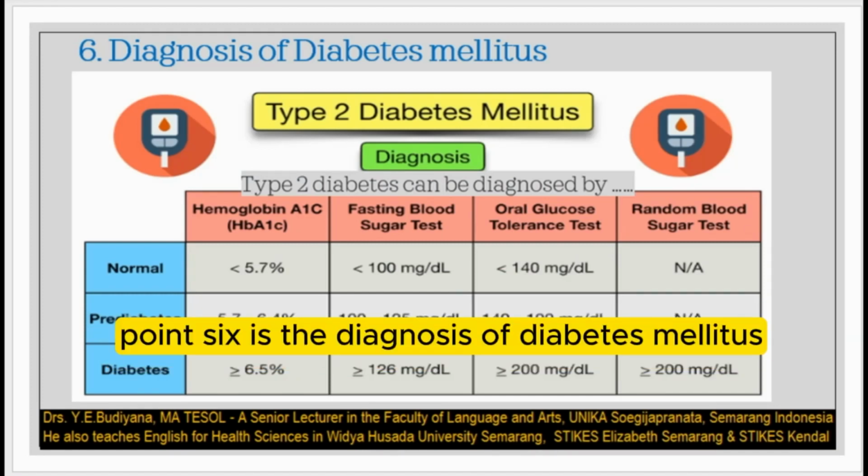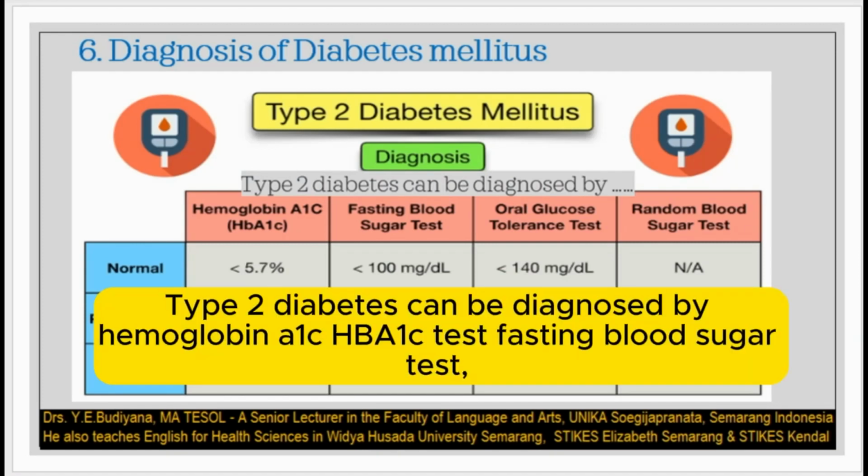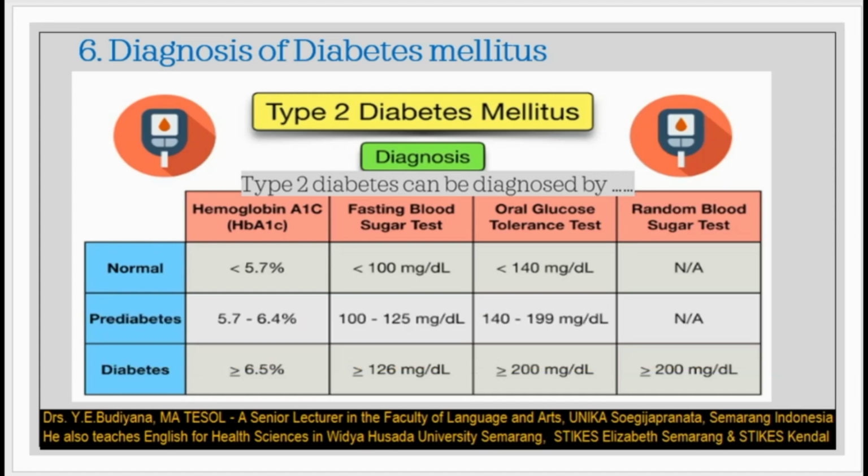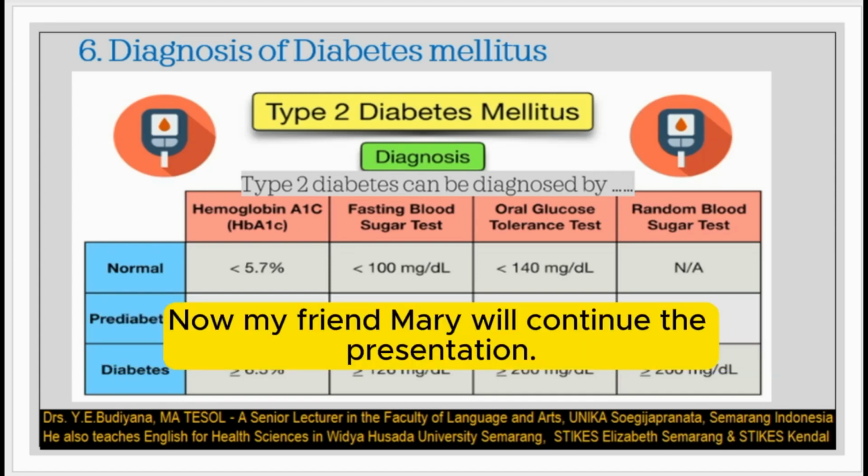Point 6 is the diagnosis of diabetes mellitus. Type 2 diabetes can be diagnosed by hemoglobin A1C, HbA1c test, fasting blood sugar test, oral glucose tolerance test, and random blood sugar test.